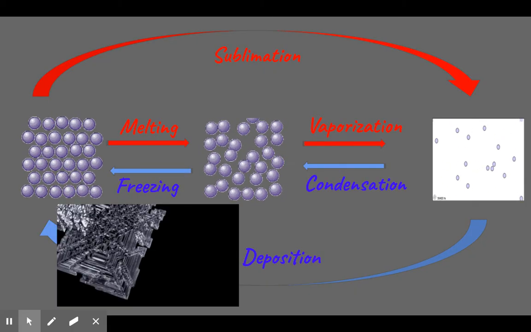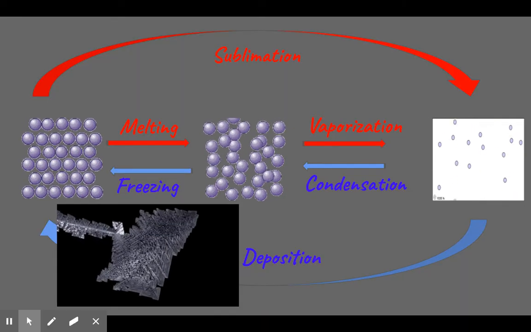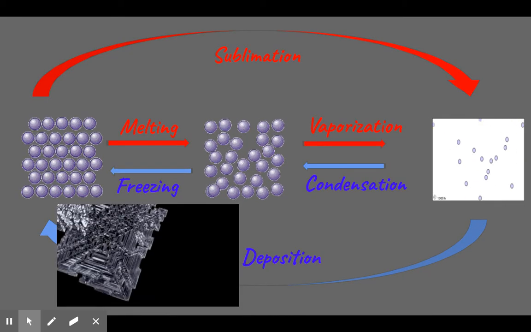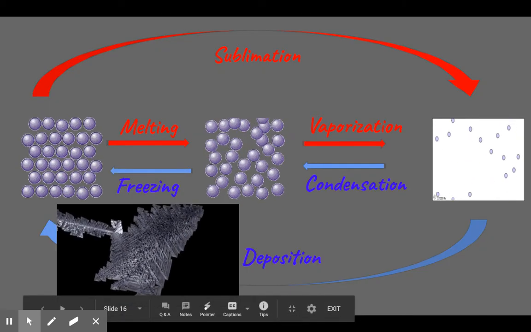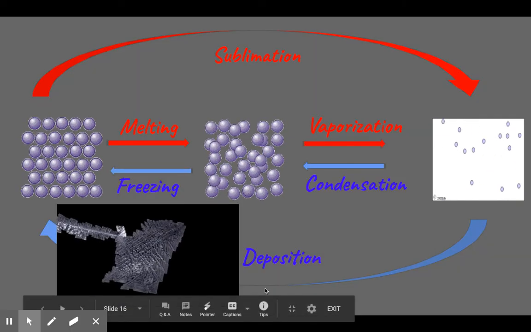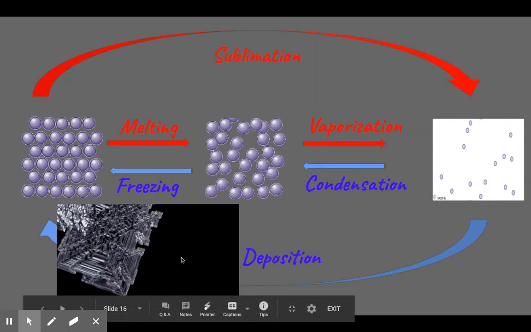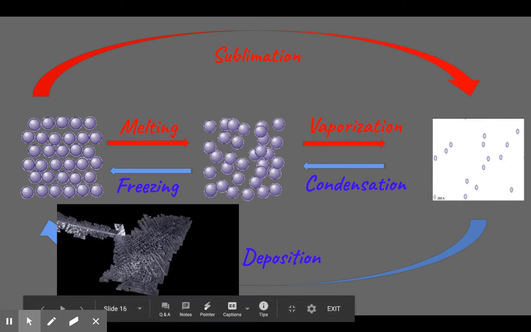Deposition, you've probably seen this happen on a car window in the wintertime where you come outside and it's got frost on the window. That's because it's so cold that the water that's in the air, when it comes in contact with a cold car, immediately freezes into a solid, never goes into liquid phase, and it can form these really beautiful crystals.